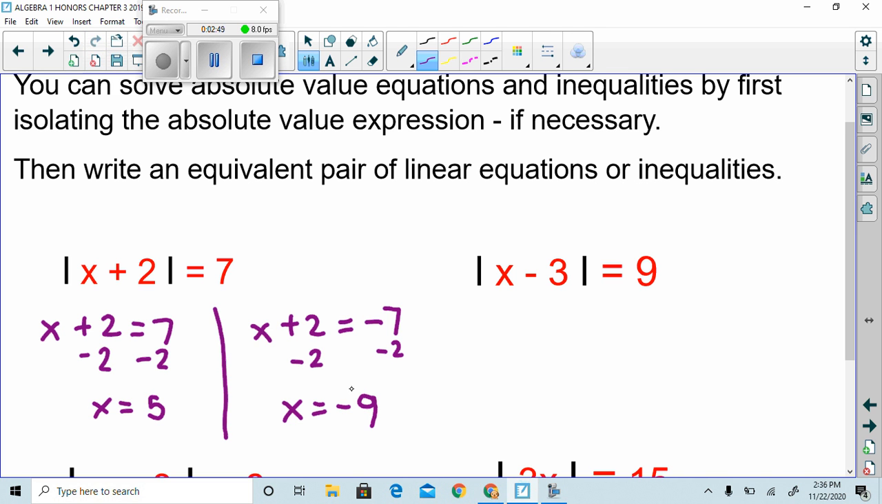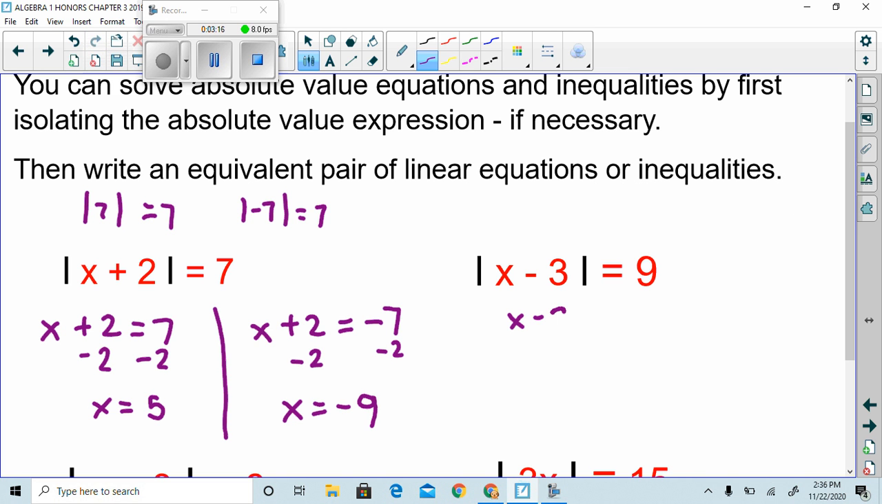Let's check that to be sure. Well, 5 plus 2 is 7, and the absolute value of 7 is 7. So the first one works. In the second one, I have negative 9 plus 2. Well, negative 9 plus 2 is negative 7. And once again, the absolute value of negative 7 is 7. So it works.